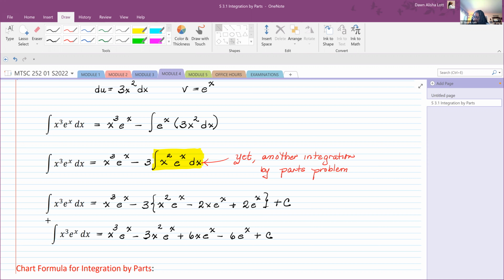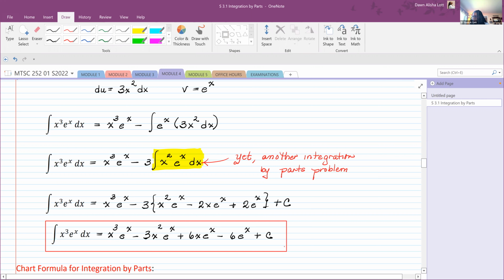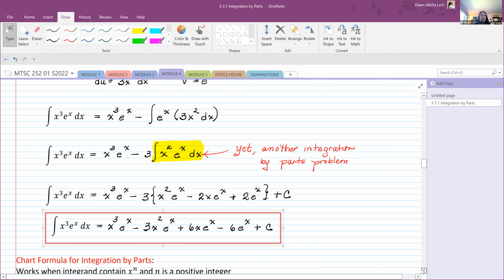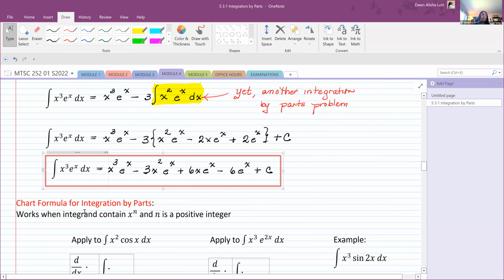All right, so now, is there a nicer way to do this? Yes. There's an easier way to do this. It's called the chart formula for integration by parts. And it works when the integrand contains x to the n, and n is a positive integer. So like x squared, x cubed. These, it will work. Okay, so let me show you how it works.